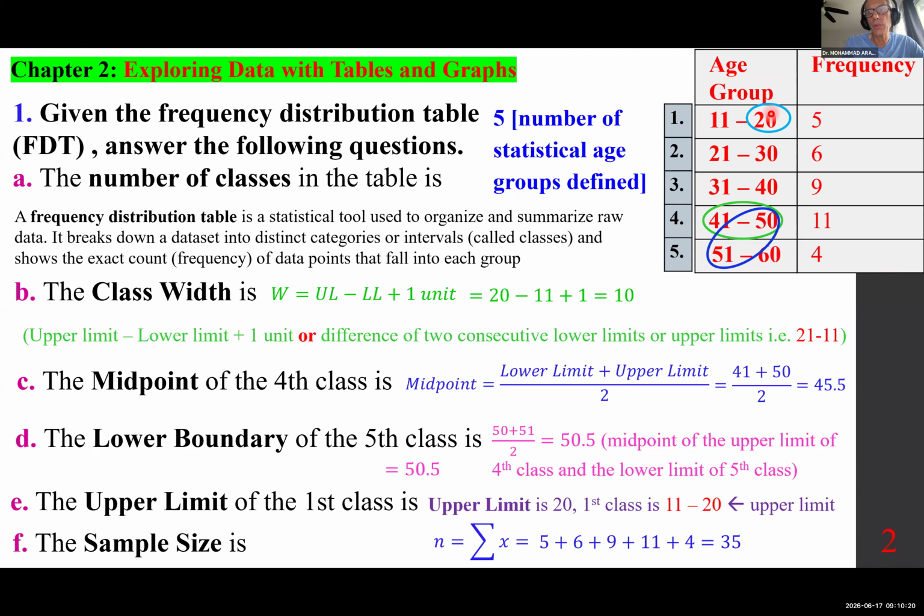Class width, upper limit minus lower limit plus 1, or just pick any two consecutive rows and take the difference of either the lower limits or upper limits. The midpoint for any class, add them up, divide by 2. For a boundary, for example, if I want the boundary here, I'm going to add these two, divide by 2, and I get 20.5 here. And what is the sample size? Add up the frequencies.